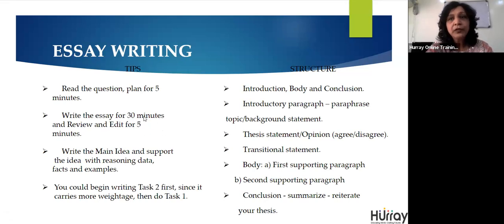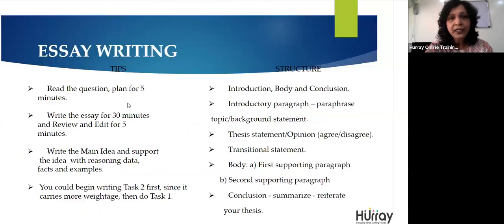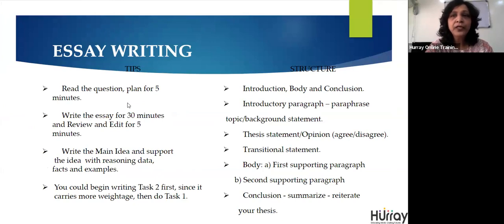I would like to also mention here that the essay writing carries more weightage than the task one. So the essay writing marks are doubled in the exam. So if you wish to do the essay writing first and then the task one, that is fine, so that you can spend a little extra time if you require and make it as good as you can so that you get a good score that will be doubled. Write the main ideas, supporting ideas with reasoning data, give facts and examples. You could begin writing task 2 first, as I said, since it carries more weightage than the task 1. Then you do task 1 later. But within 1 hour, you have to finish both task 1 and task 2 and submit your papers.